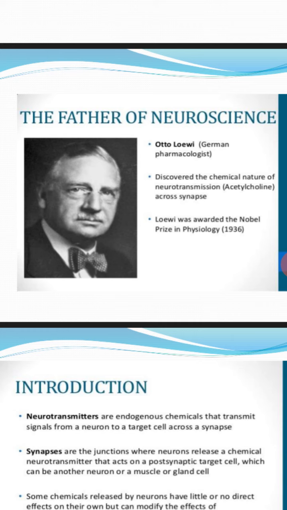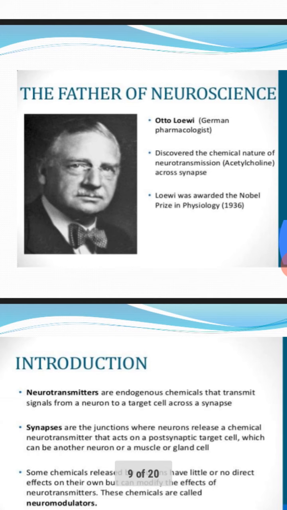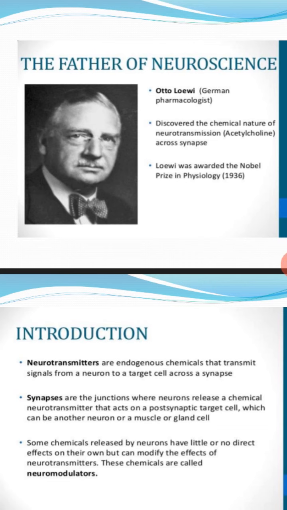Some chemicals are released by neurons that have little or no direct effect of their own. Many times the chemicals are released by the neurons, but they don't have their own effect; they can modify the effect of neurotransmitters. So these chemicals are called neuromodulators. There is a difference between neurotransmitters and neuromodulators. Very important question.